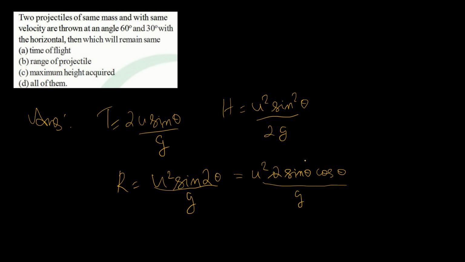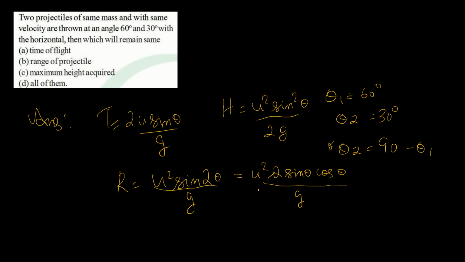Also, one more thing, here we are given two angles, right? Theta 1 is 60, theta 2 is 30. We can deduce a relationship between theta 1 and theta 2 such that theta 2 equal to 90 minus theta 1. Am I right? This is the relationship. So we can say that these two angles of projection are complementary to each other.